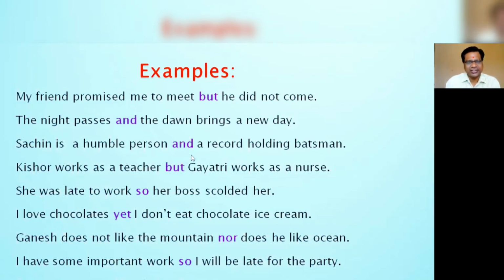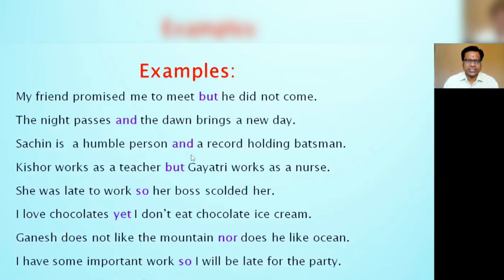How is the sentence? My friend promised me to meet, but he did not come. My friend is the third person singular number. Promised is a verb, since it is V2: promise, promised, promised, promising, promises. These are the various forms of this particular verb. Since it has come in the V2 form, the sentence is in the simple past. So the sentence says, my friend promised me to meet.